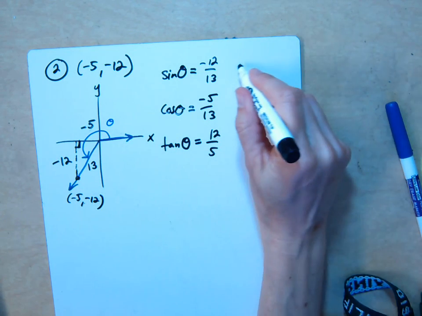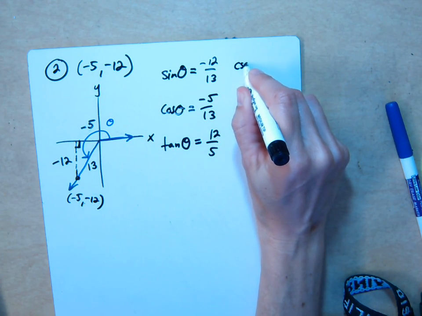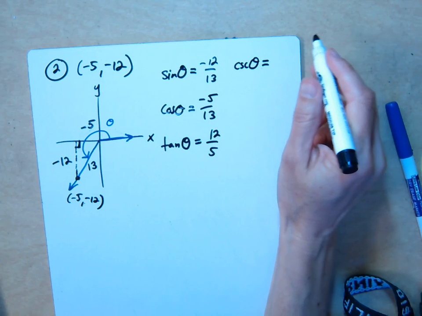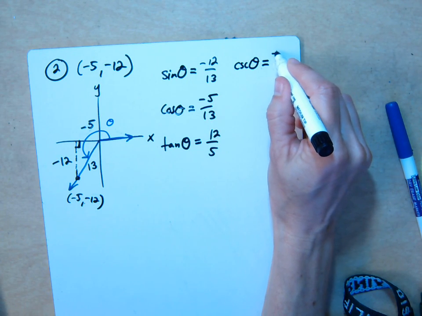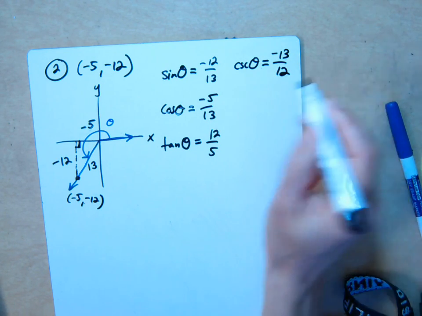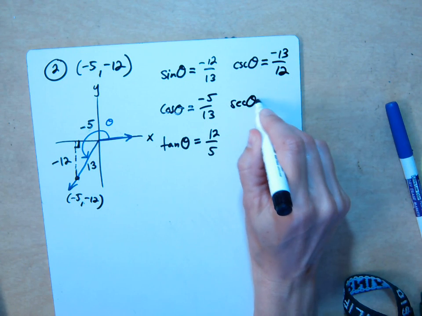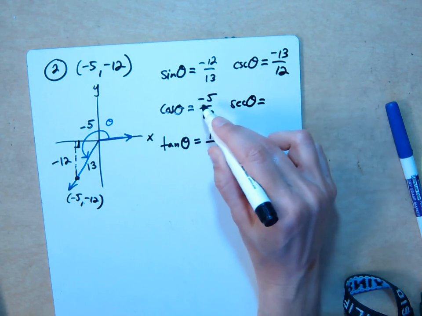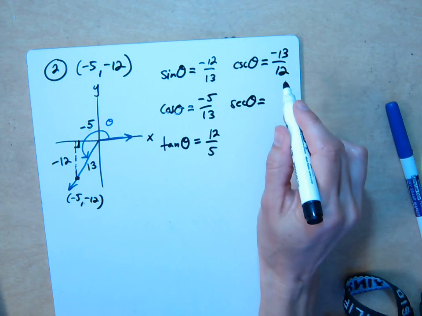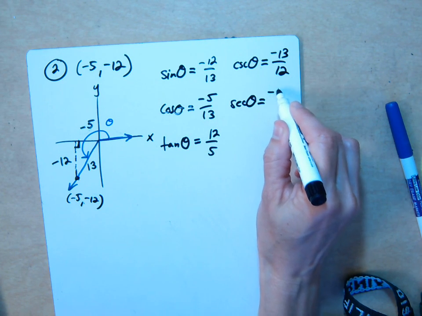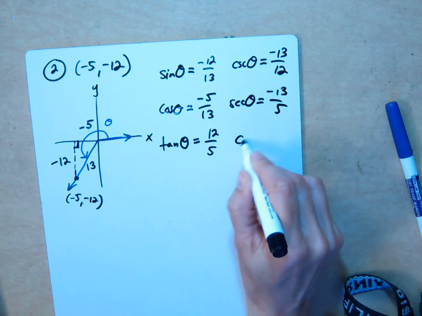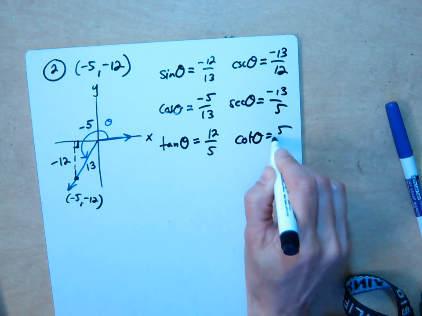Okay, so let's finish. Cosecant is reciprocal. Good. Secant, because it takes a second to go to Costco. Costco is, yeah, and cotangent, very good.